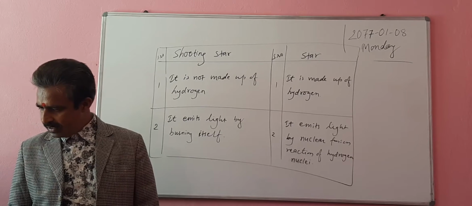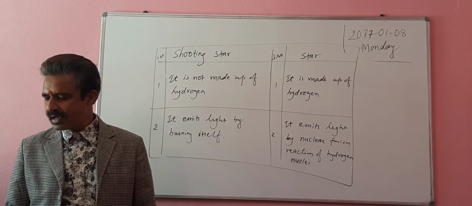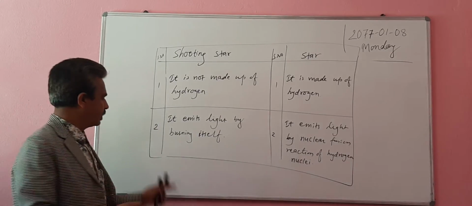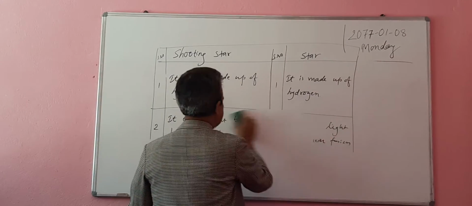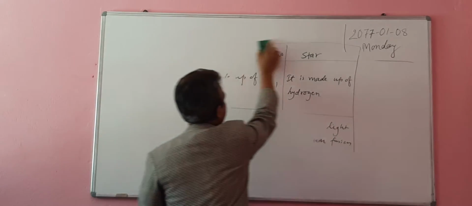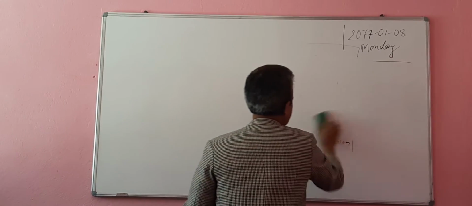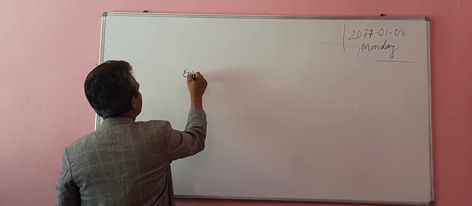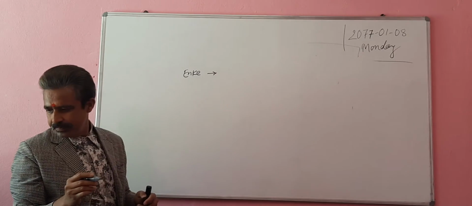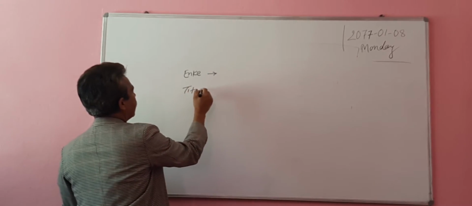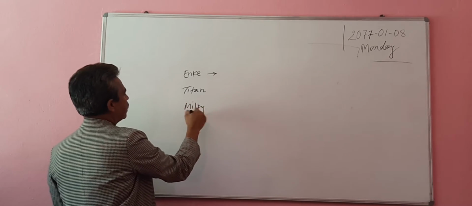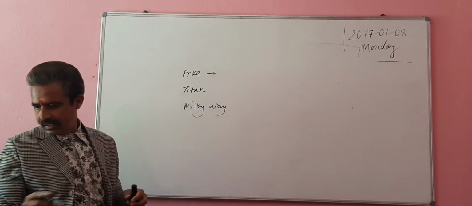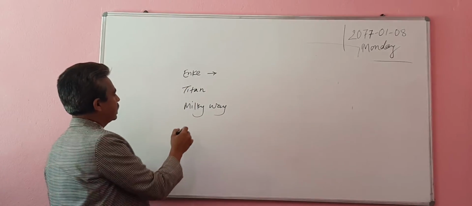Next question is, identify the following masses as planet, satellite, comet or galaxy. Planet, satellite, comet and galaxy. What are they? So it's given here NK. And what is the next one? Titan. Next one is Milky Way. NK, Titan, Milky Way, and next one, let's write Jupiter.